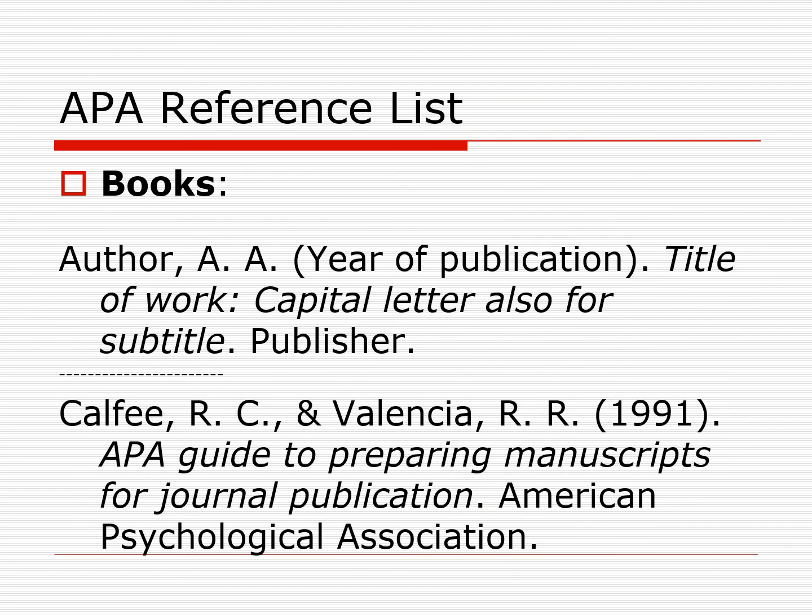Here for books, how you might list for APA reference style. So we have the author, year of publication, that's all the same. The title of the work, and then the publisher. You do not need to include the location of the publisher. That is old news, old versions of APA.